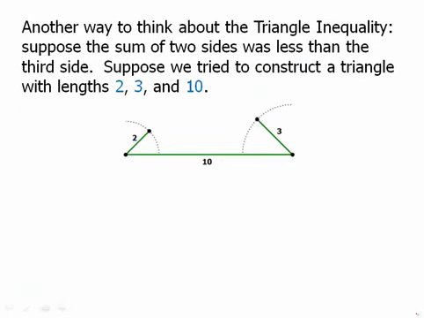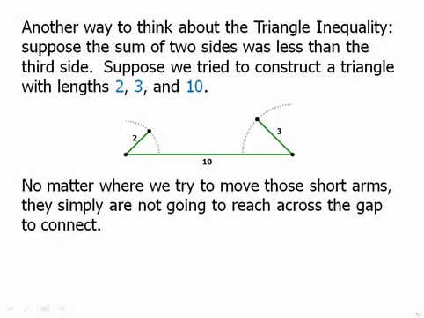Another way to think about the triangle inequality, suppose the sum of two sides was less than the third side. Suppose we tried to construct, say, a triangle with lengths 2, 3, and 10. So here's a scale diagram, and you can kind of see there's a problem here, because no matter how we move that side of a 2 and a side of 3, we can rotate it all we want, they're not going to touch. No matter where we move those short arms, they are simply not going to reach across that gap to connect. So we're not actually going to be able to join it up and close off the shape as a triangle. So this does not form a legitimate triangle.